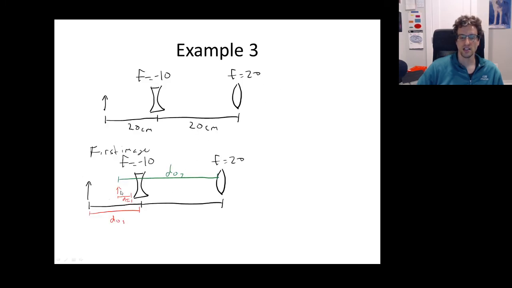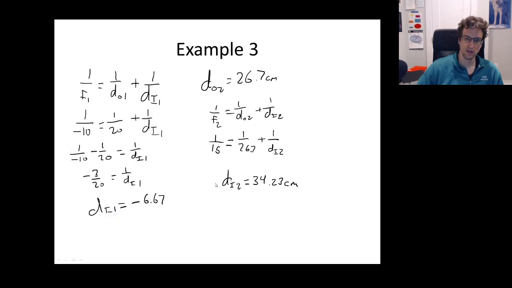Now, notice, it's not 13. It's really easy to say, oh, it's 20 plus negative 6.67. But that's not what's happening here. The negative in negative 6.7 is a direction. So 6.67 is that way, and that means the total distance is 6.67 plus 20. So 1 over f2 equals 1 over do2 plus 1 over di2. We do this, we get an answer, 34.23. I didn't really work out the math for that because it's just a bunch of decimal stuff.